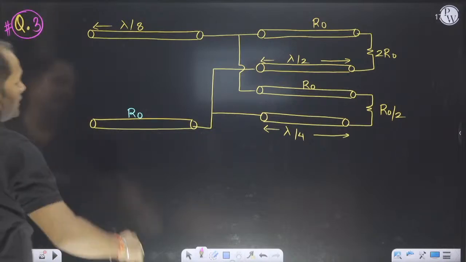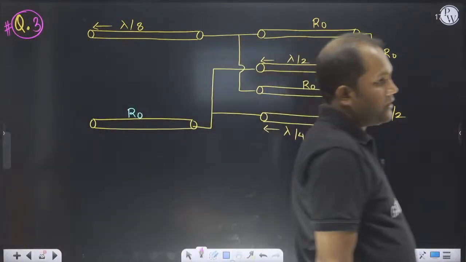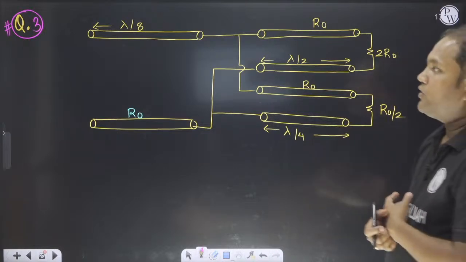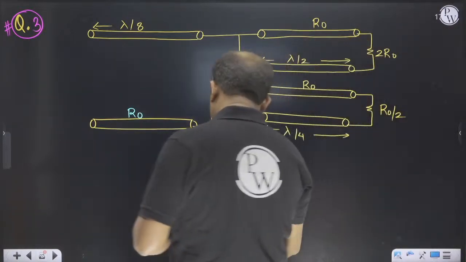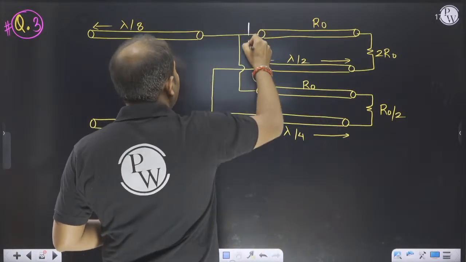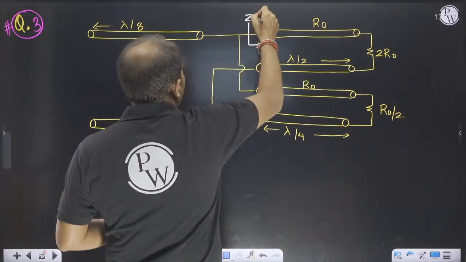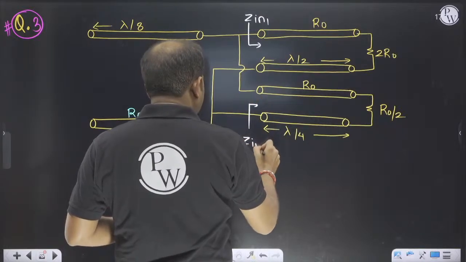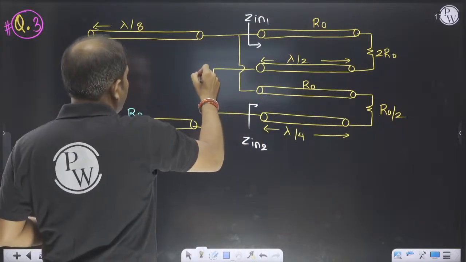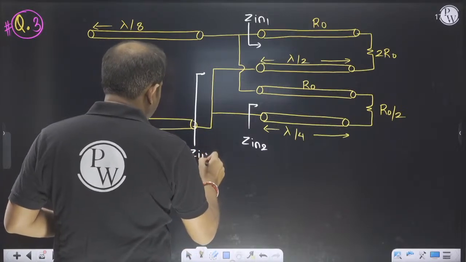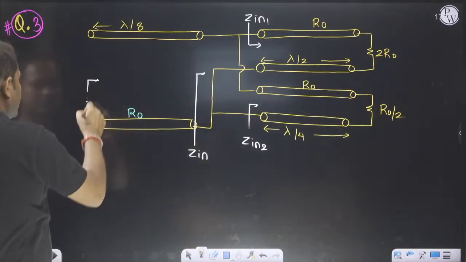This is the third question. In this question, what will they ask? First of all, they will ask what is Zin1. So I have to calculate Zin1, I have to calculate Zin2, and then I have to calculate Zin.